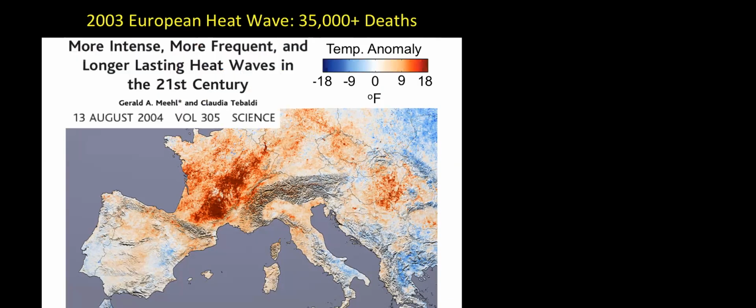And the research confirms that we would expect to see more intense, more frequent, and longer lasting heat waves into the future associated with climate change. And that's just related to the statistics of how when you warm just a little bit, you get a lot more of these extremes.